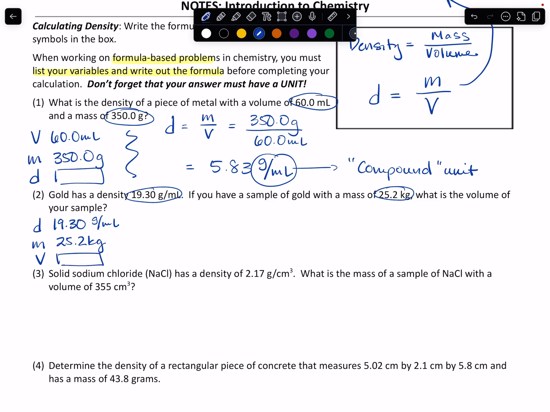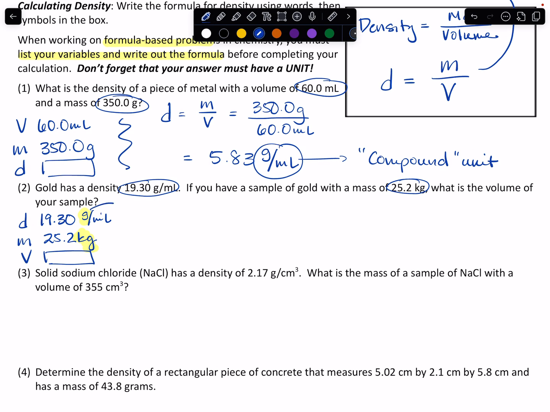Now, one positive about putting the variable list in there, because I know students don't love to do it, is you can catch things like this. We have grams in our density unit, but kilograms in our mass unit. So they have to match. These two units must match, which means I need to convert one of them.